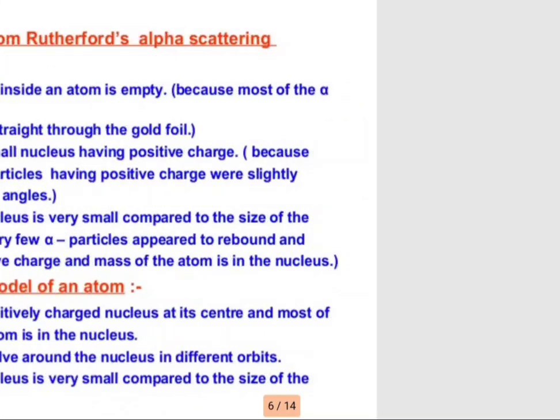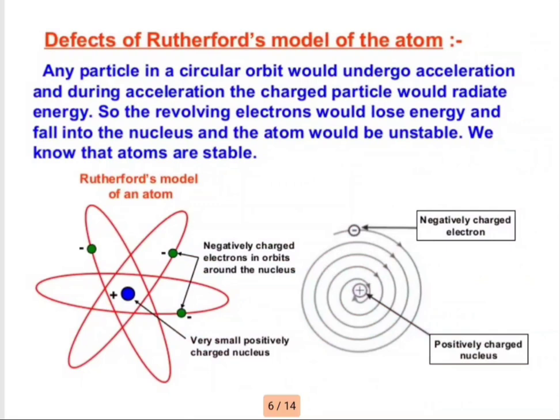Okay, you can see this is the defect of the Rutherford model of the atom. Any particle in a circular orbit would undergo acceleration, and during acceleration the charged particle would radiate energy. So the revolving electron would lose energy and fall into the nucleus, and the atom would be unstable. We know that atoms are stable. So this is the defect. Okay, you can remember it with a diagram. This is important for the exam, remember it also.